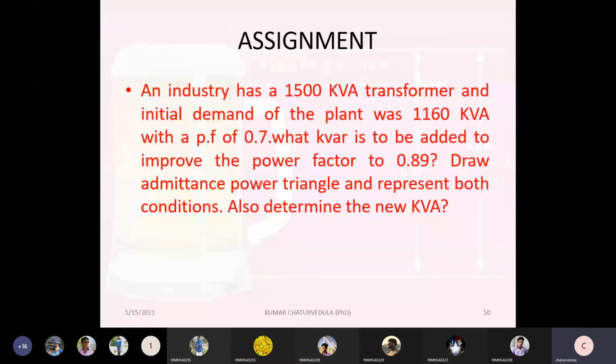Okay, the same problem as earlier, but instead of kilowatts, here we are giving kVA, and you have to draw the impedance power triangle and represent the values. I have already shown you what the impedance power triangle is. Here they have asked you to draw the impedance power triangle and determine the new kVA, that is, what the kVA is after improving. So try to solve this problem. If you are facing any difficulty, we will discuss this in the next class.